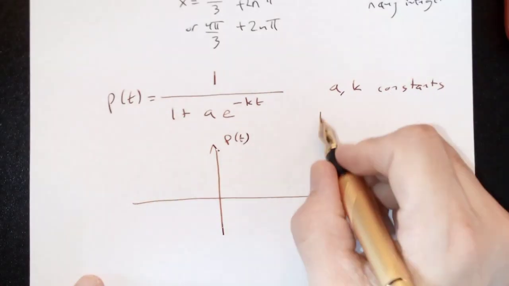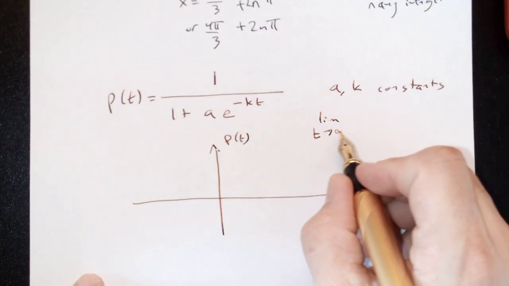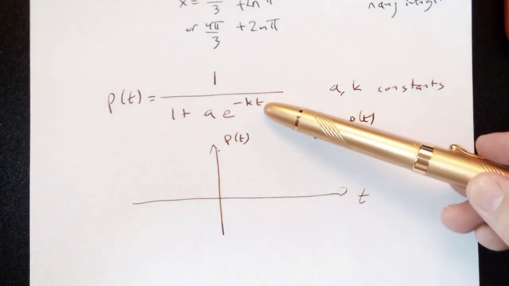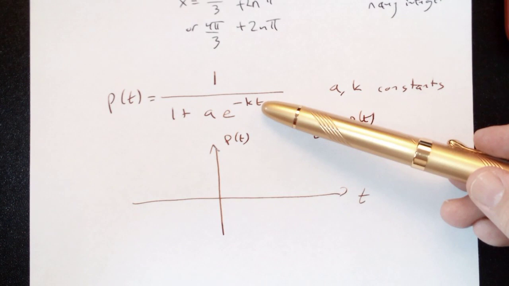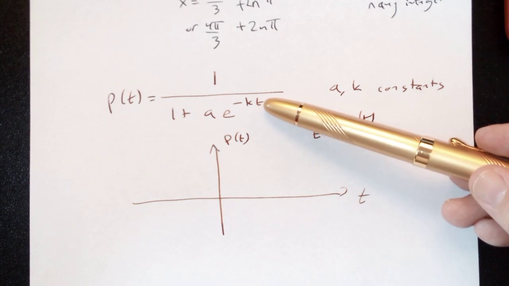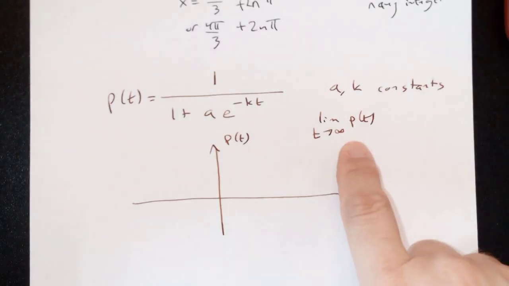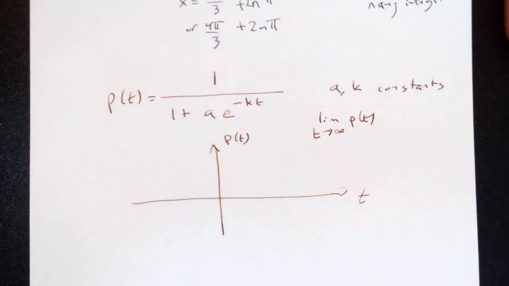The limit as t goes to infinity of this function: as t gets bigger and bigger and bigger, what happens to this power? It gets more and more negative. E to a negative is very, very small, right? So as e to the negative gets small, a number times e to the negative gets small. As we go off to positive infinity, this gets tiny, which means this limit is 1.